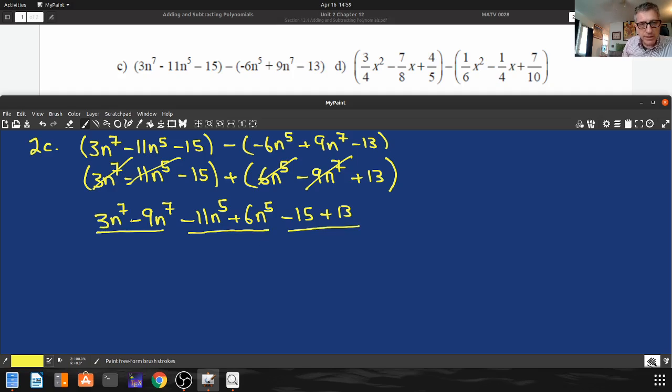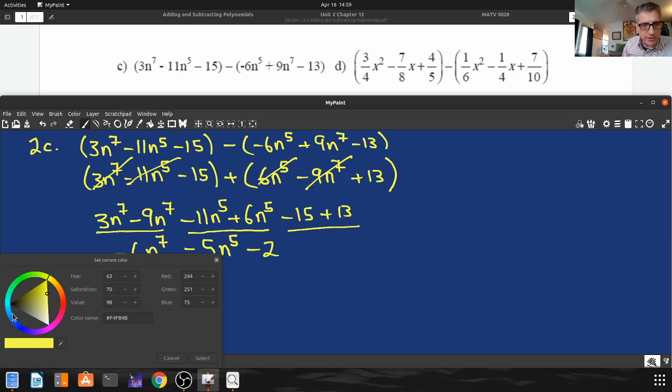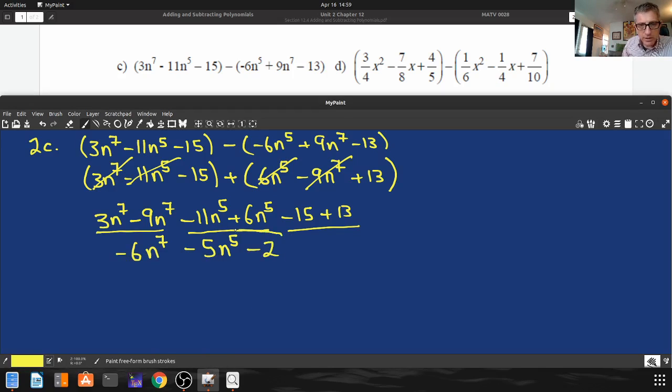So 3 to the 7th minus 9 to the 7th. Well, 3 minus 9 is minus 6. And then I attach the variable and its power. Minus 11 plus 6 is minus 5. And I attach the variable n to its power. And minus 15 plus 13 is minus 2. And right there is our final answer. Well, I didn't change the color, but we can live. Minus 6n to the 7th, minus 5n to the 5th, minus 2.